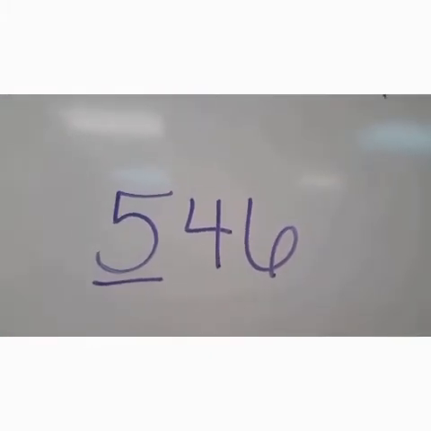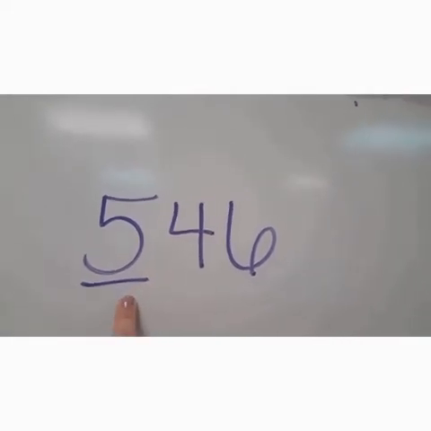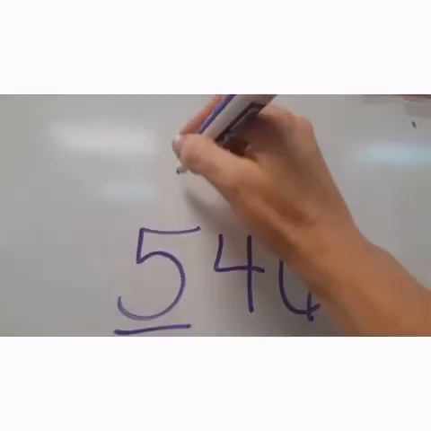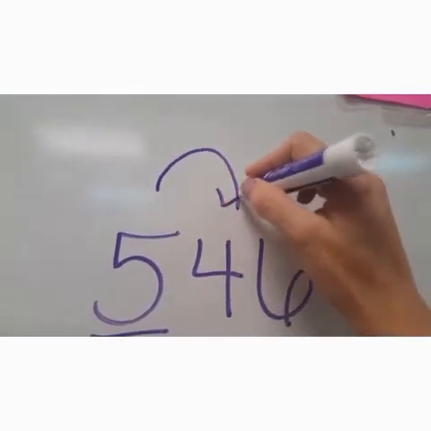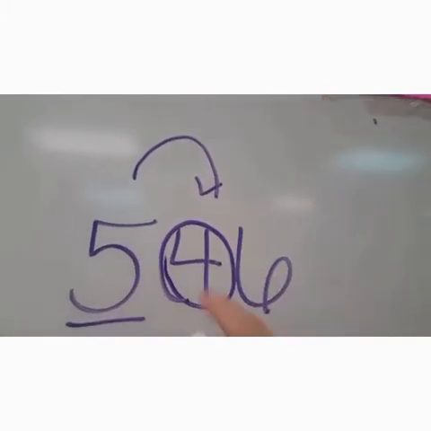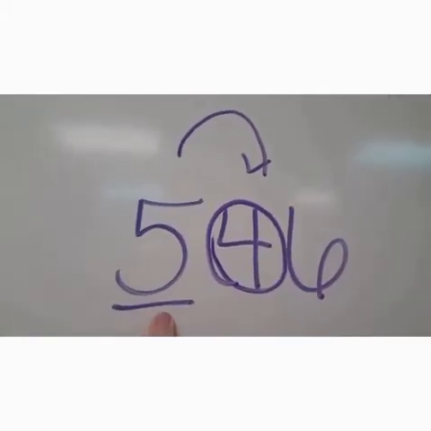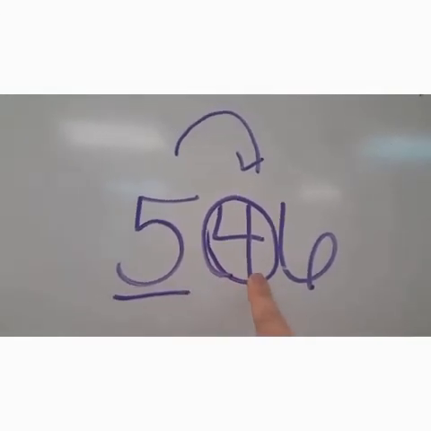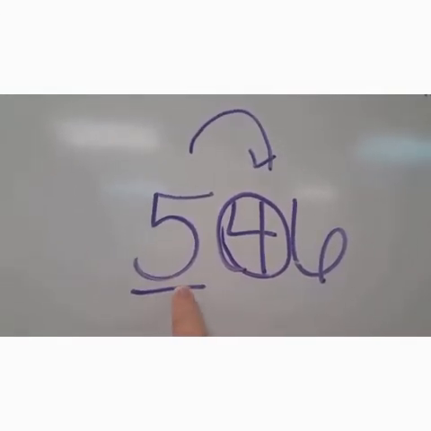So let's look at this number, 546. The hundreds place is underlined. So we're going to round to the nearest hundred. We have to look at the number next door. That number is a 4. If it's 5 or more, we're going to raise the score. If it's 4 or less, we're going to let it rest. So since it's 4 or less, we let it rest. This is going to stay a 5.